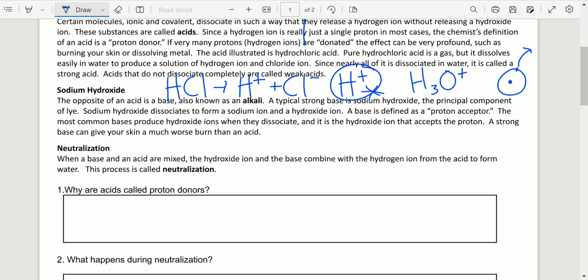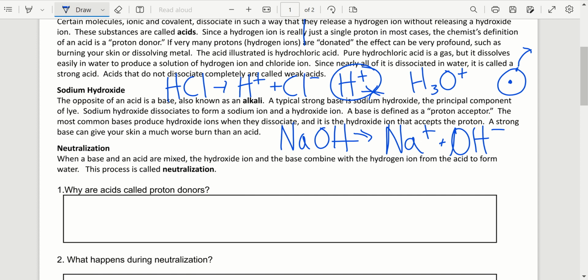All right, sodium hydroxide. The opposite of an acid is a base. It's also known as alkali. That's why basic solutions are called alkaline. A typical strong base is sodium hydroxide, the principal component of lye. It's also used to make soap. Sodium hydroxide dissociates to form a sodium ion and a hydroxide ion. A base is defined as a proton acceptor.